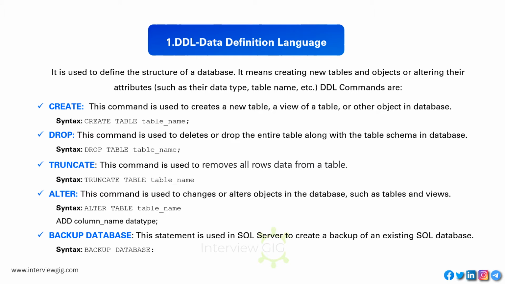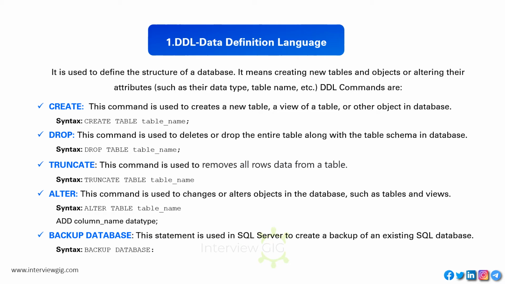Syntax: drop table name. Truncate: this command is used to remove all rows data from a table. Syntax: truncate table name. Alter: this command is used to change or alter objects in the database, such as tables and views. Syntax: alter table name add column name data type.